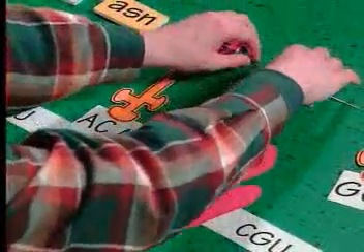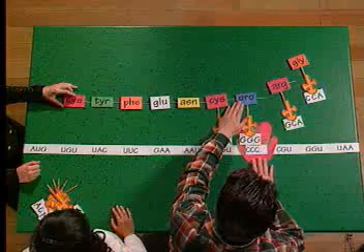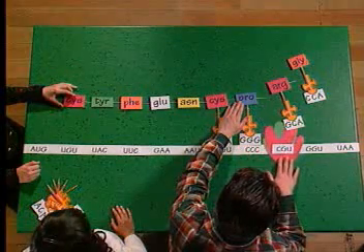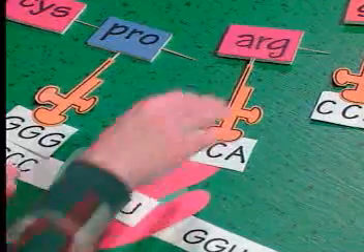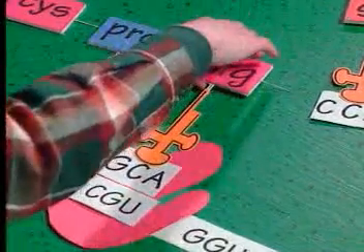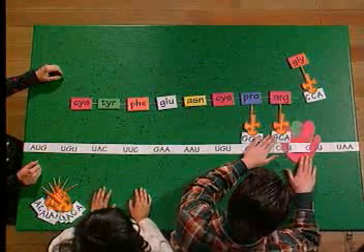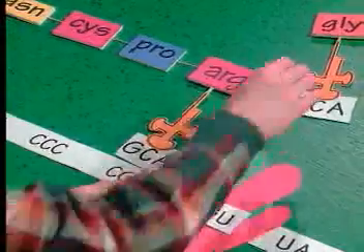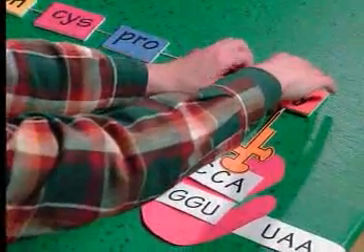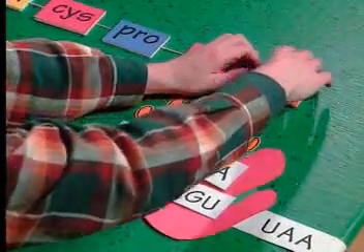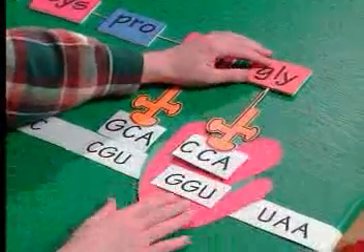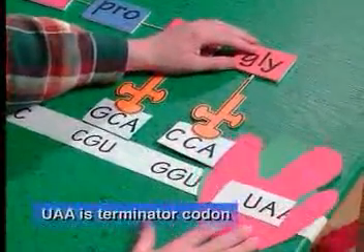CCC, GGG. CGU, GCA. GGU, last one, CCA, and on to the terminator, UAA.